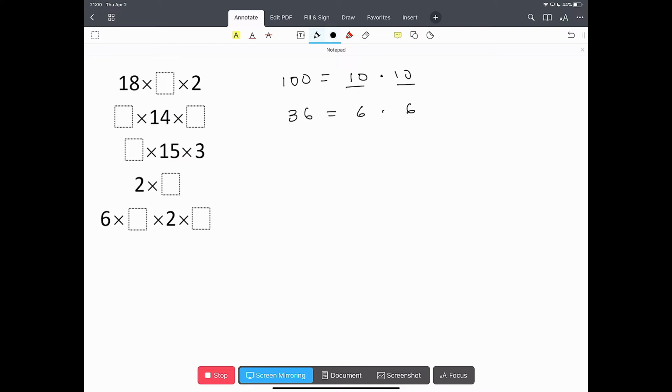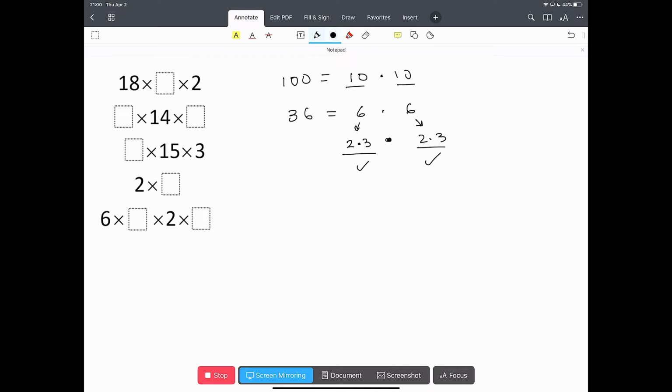Now I could also express this 6 here and that 6 there. I could break those down into their prime factorization: 2 times 3 times 2 times 3. So I've expressed 6 a little differently as 2 times 3, but again, identical.